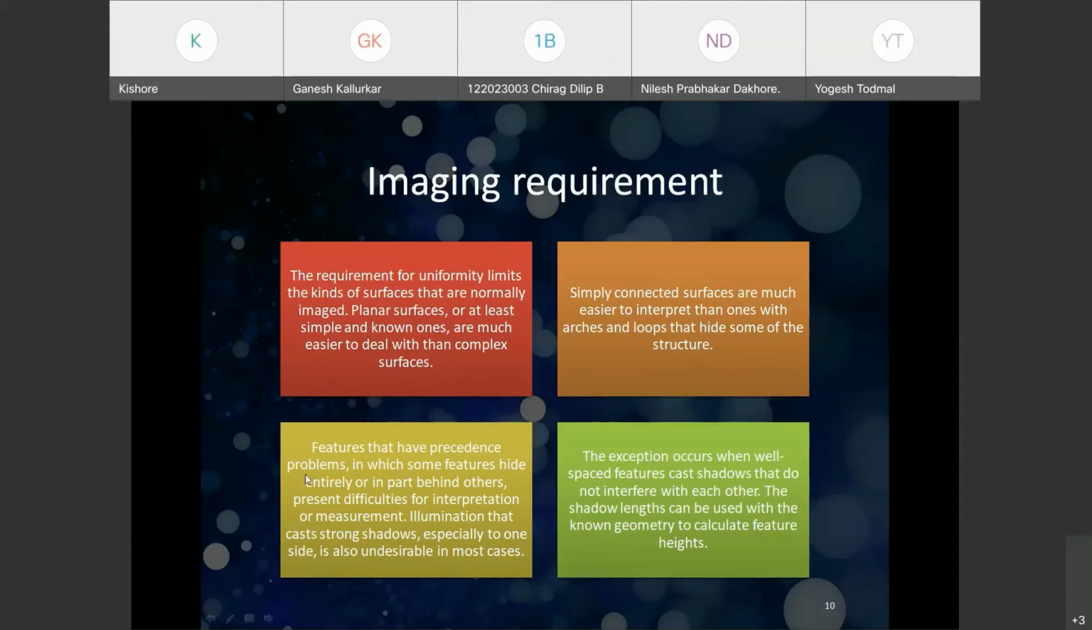Okay, features that have precedence problems, that is, problems in which some features hide entirely or in part behind others, present difficulties for interpretation or measurements. Illumination that casts strong shadows, especially to one side, is also undesirable in most cases. So shadows, in the case of measurements, as we go further in this subject matter, are actually a big concern if we really want to go for measurements.